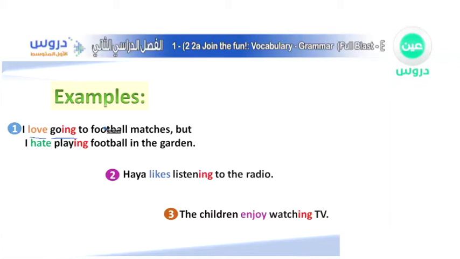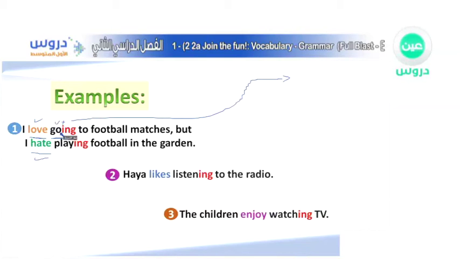So I love going to football matches, and then I said, I hate playing football in the garden. As you can see here, once again, I'm expressing my feelings. I expressed my feelings with two words. I expressed this with love, and I expressed it with hate. And then, what did I say about it? I said the verb over here and the ing next to it. Both of these things became what we have spoken about as being the gerund once again.